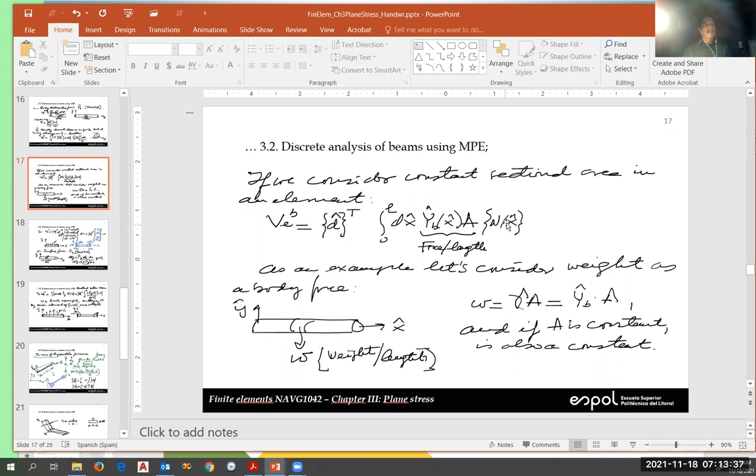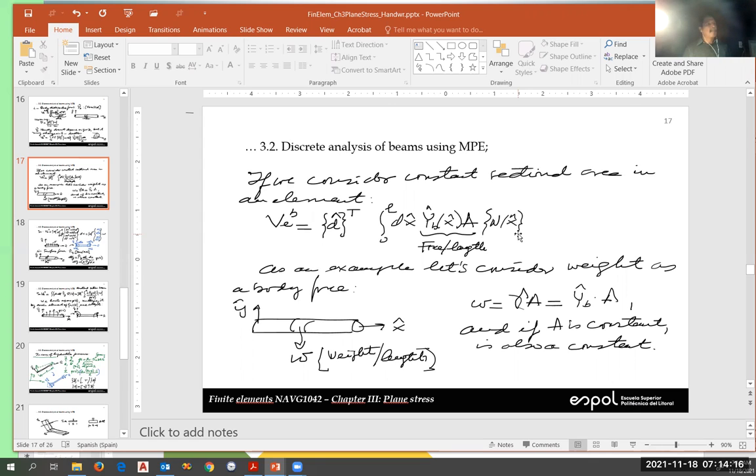In this case, this vector has 4 elements. The first one gives you the equivalent force on the left, on the first joint of this element. The second will give you the equivalent moment. Similarly, the third and fourth will give you the equivalent force and moment on the right, on the second joint. So this procedure is a very consistent way to calculate equivalent forces and moments from any distribution of forces.